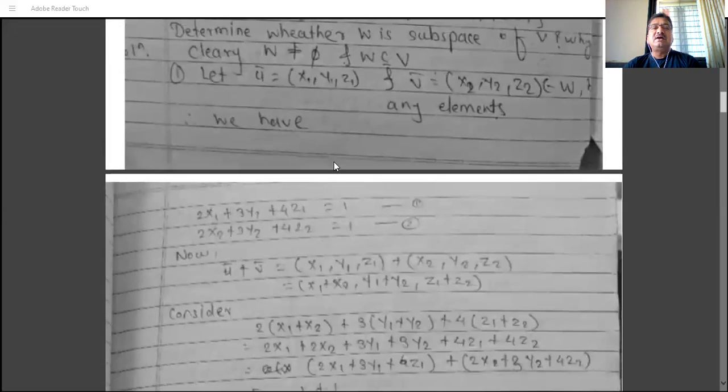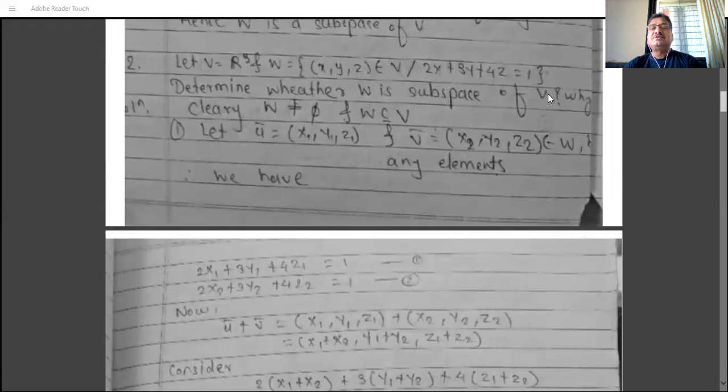So the next example is again of a subspace. We will see the next example in the next lecture.